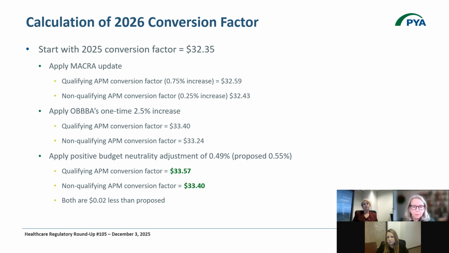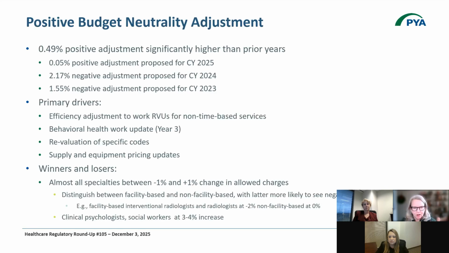And then finally, we apply a positive budget neutrality adjustment of 0.49%. The actual proposed adjustment had been 0.055, so it's slightly lower. As a result, the final conversion factors are about 2 cents less than CMS had proposed. So that positive budget neutrality adjustment is unique, something we have not seen historically. Last year, for calendar year 2025, there was a very slight positive adjustment that had been proposed by CMS. But in prior years, it was typically a negative adjustment.